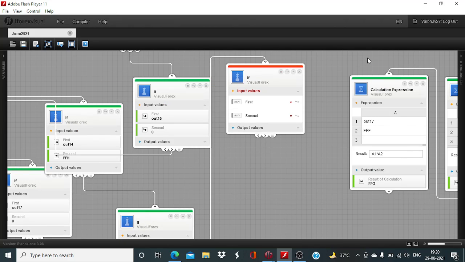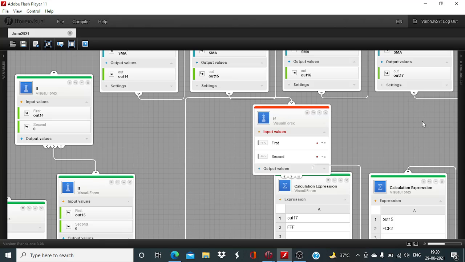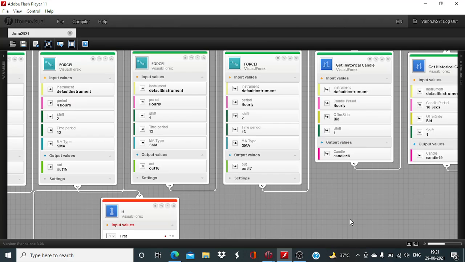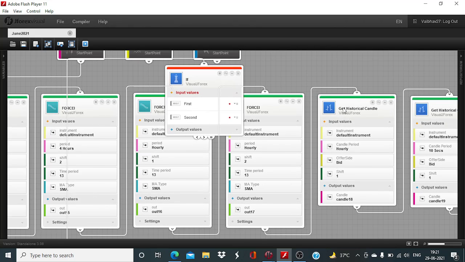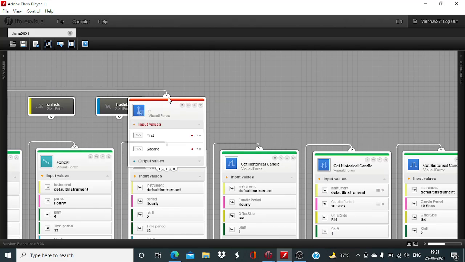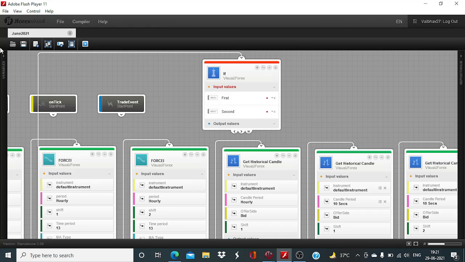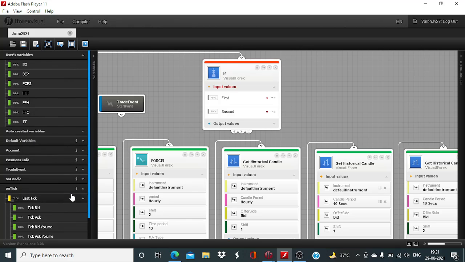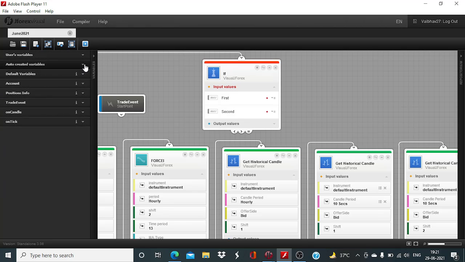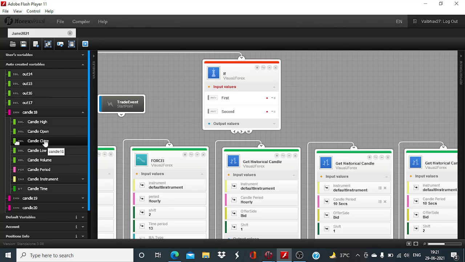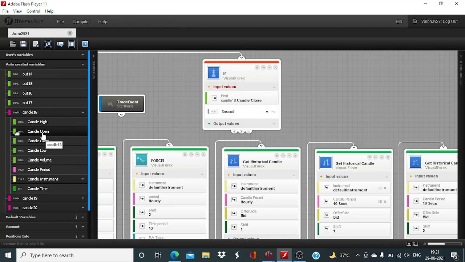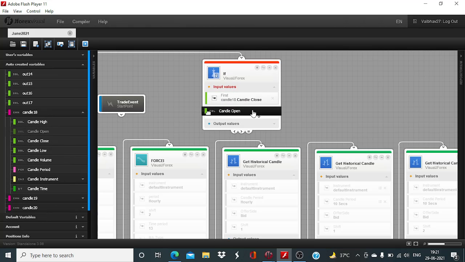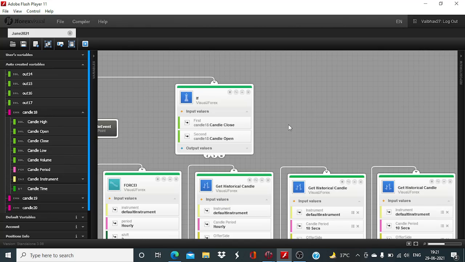And after that, all we need to do is make sure that the last hourly candle has closed higher. So we need to compare its closing value and opening value. Candle 18 close needs to be greater than candle 18 candle open. First input greater than second input.